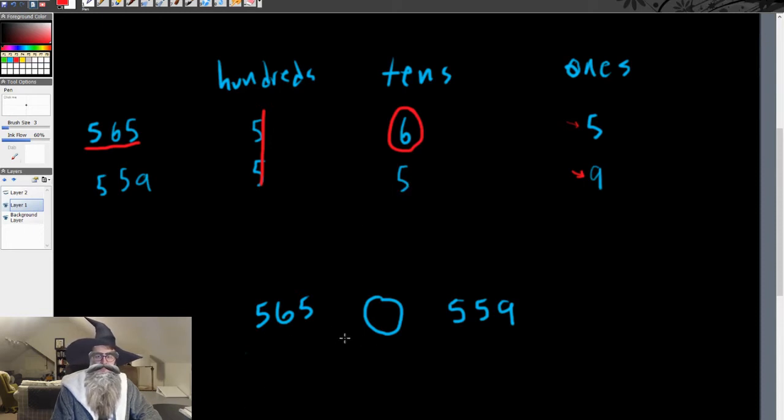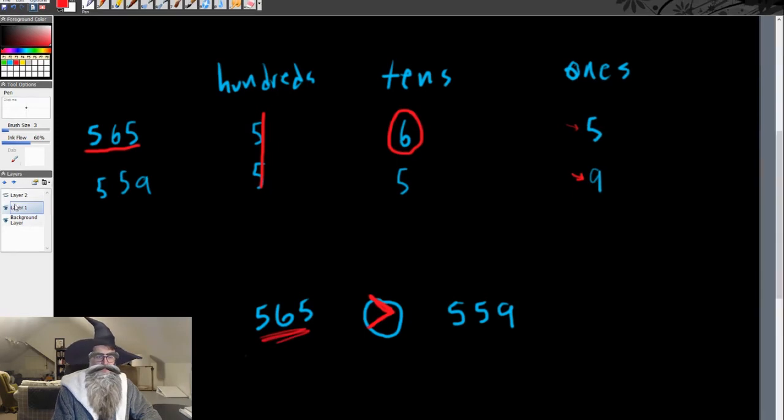Since 565 is greater than 559, we use the greater than symbol. From our video, the alligator wants to eat this 565 since it is larger. Let's look at one more problem.